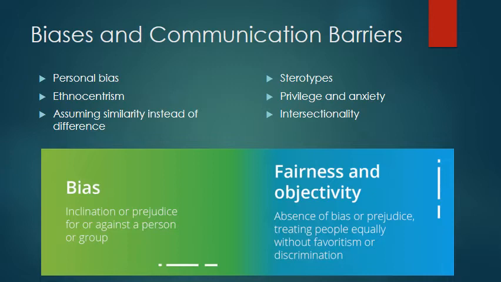Then there are stereotypes, which are widely held assumptions about a group or an individual. Finally, we have privilege and anxiety. Minority groups tend to be more aware of their group identity and may experience more anxiety when being evaluated. It's also important to consider intersectionality, which is the fact that when someone belongs to multiple disadvantaged groups, they experience a greater disparity because the discrimination builds between those two groups.